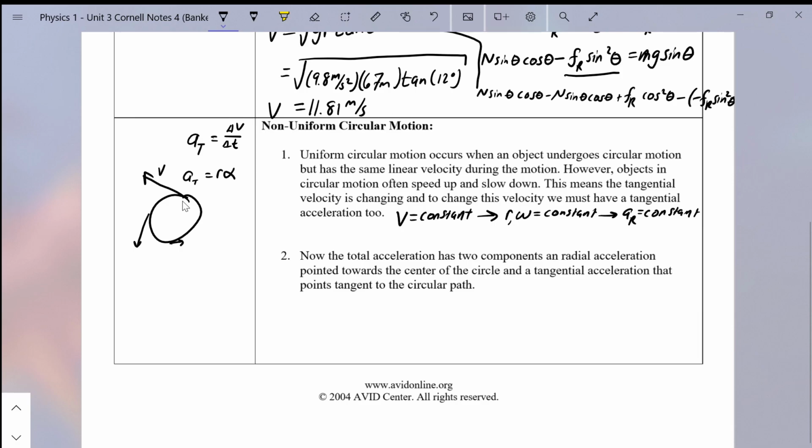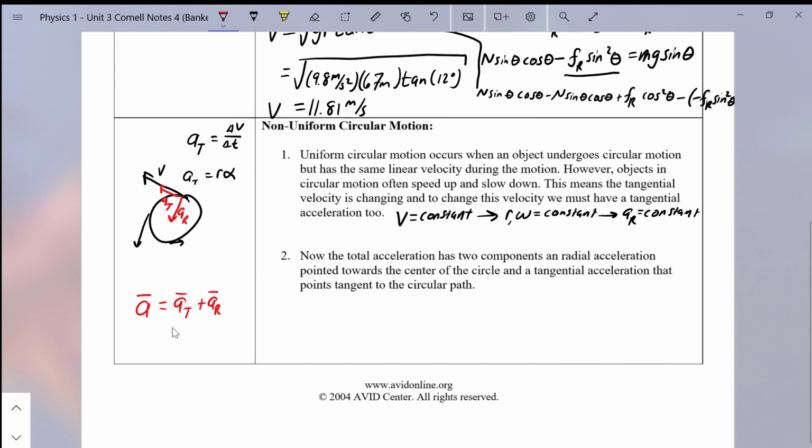And so our inward pointing radial acceleration, there's also this tangentially pointing tangential acceleration, a sub t. And so our total a vector is equal to a sub t vector plus a sub r vector, our radial vector, plus our tangential acceleration.